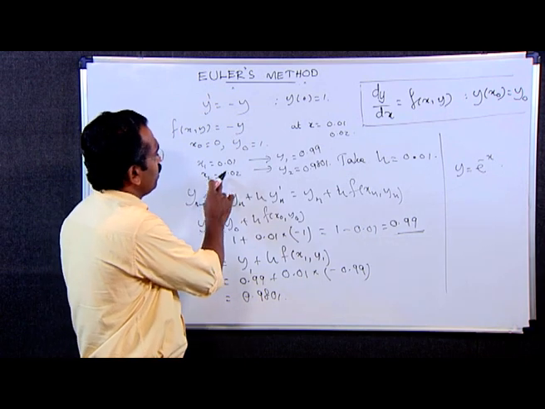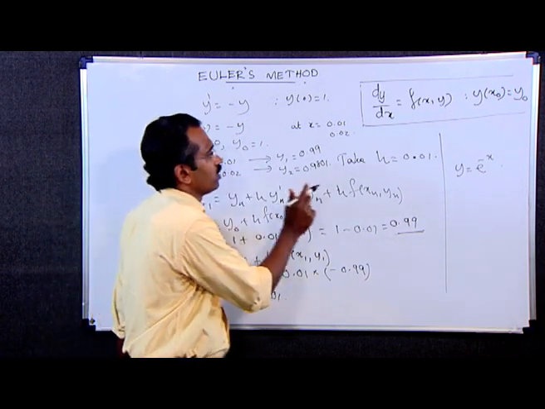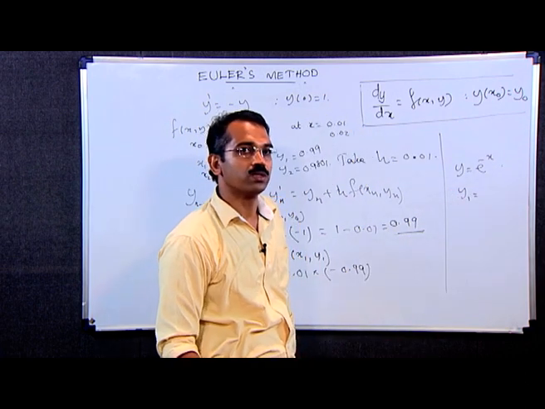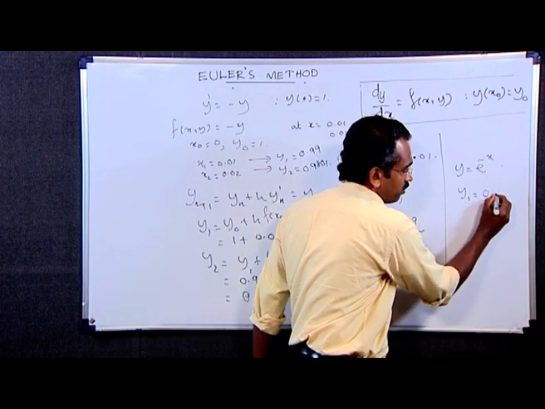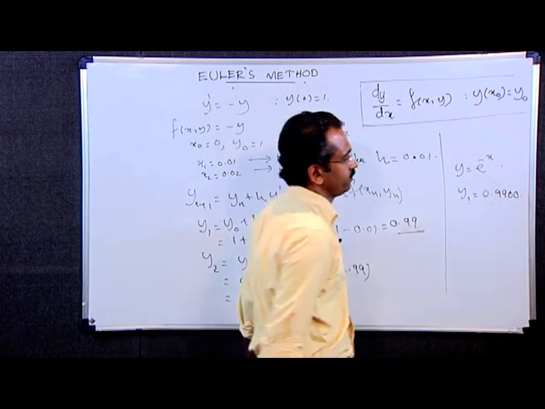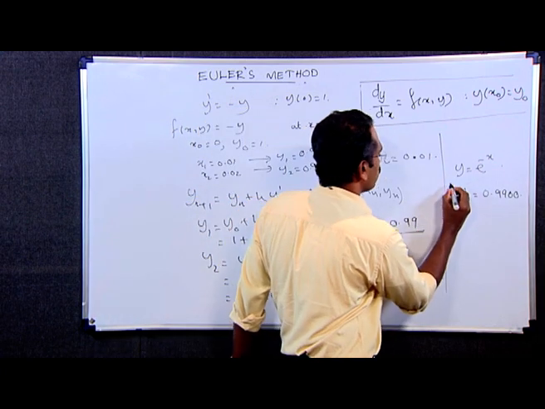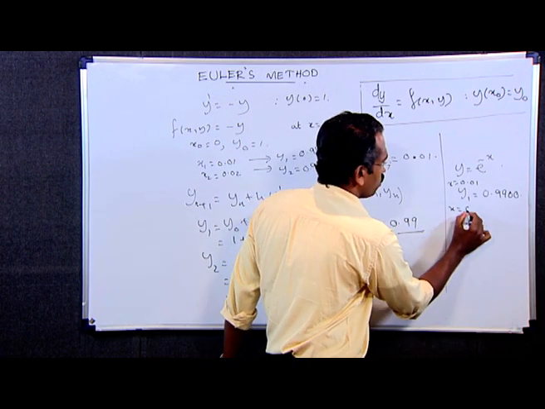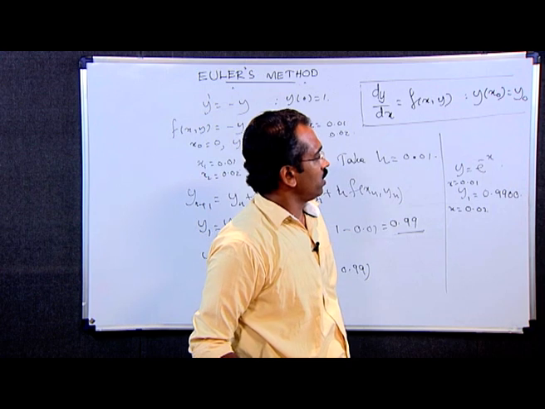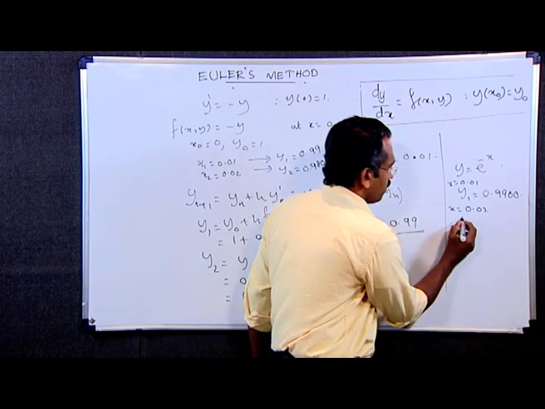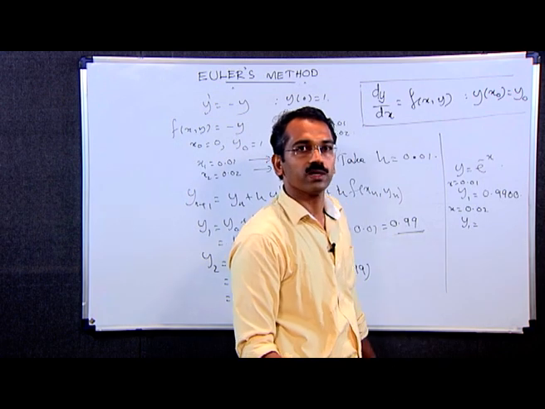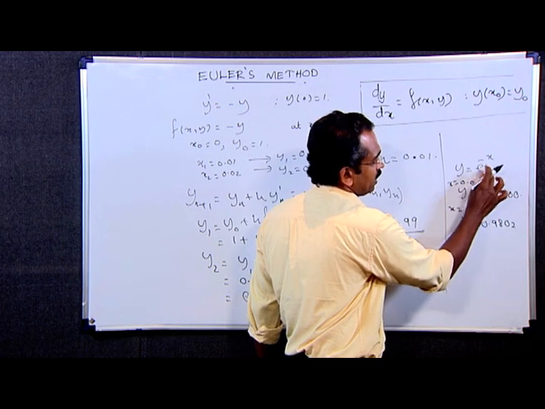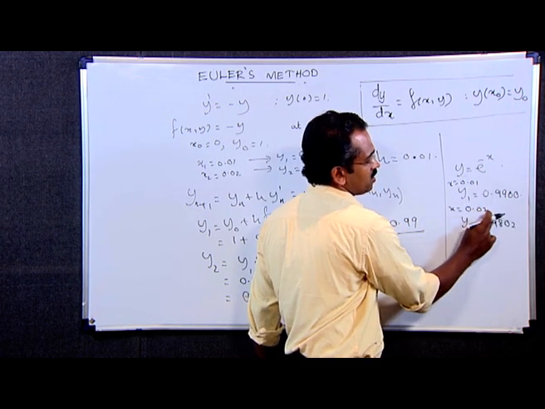On substituting x1 is equal to 0.01, we will get y1 is equal to 0.9900 for x is equal to 0.01. For x is equal to 0.02, the value of y is y1 is equal to 0.9802, because e raised to minus 0.02 is 0.9802.